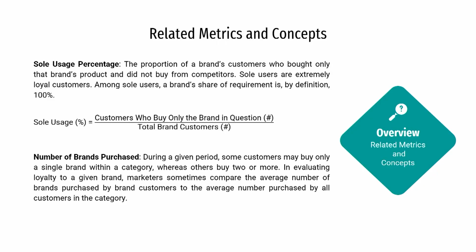Construction wise, sole usage equals customers who buy only the brand in question divided by the total brand customers. During a given period some customers may buy only a single brand within a category whereas others buy two or more. In evaluating the loyalty to a given brand, marketers sometimes compare the average number of brands purchased by the brand customers to the average number purchased by all customers in the category, like in usage index. So, this is all about the concept of share of requirement, usage index and the market share.